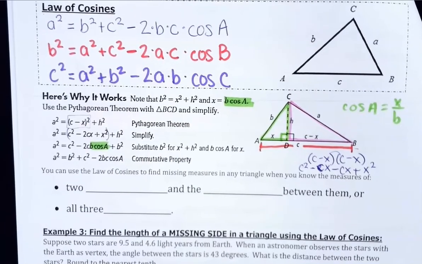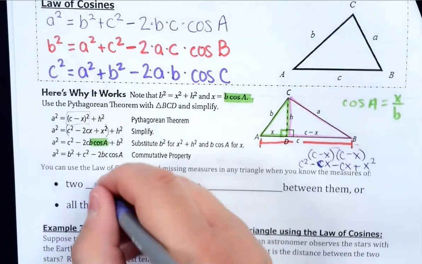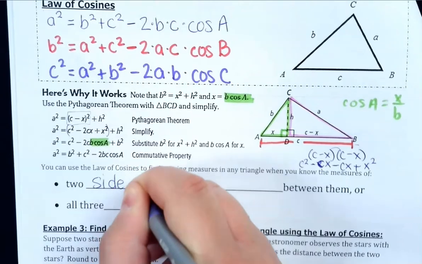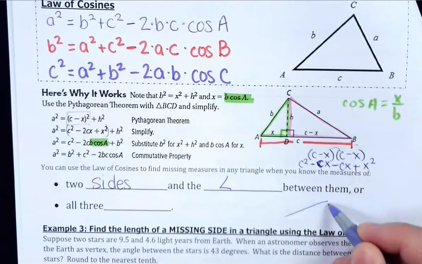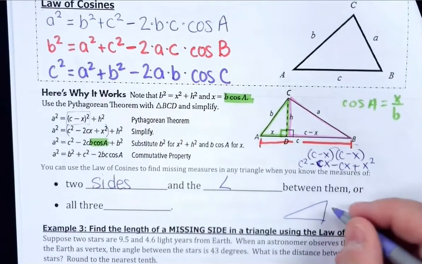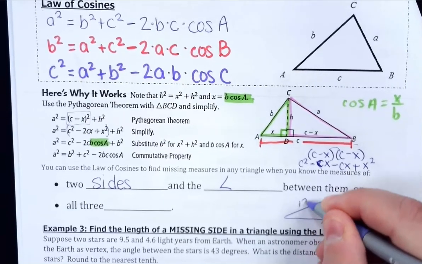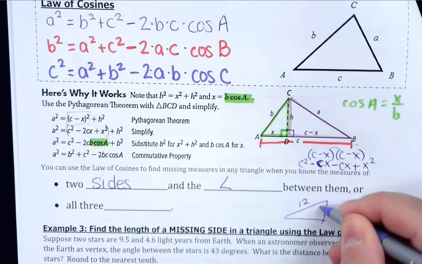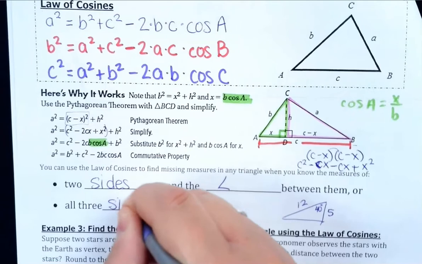Now, the law of cosines, when you want to use this, is when you have two sides and the angle that's in between them. Okay, so what do I mean by that? I'm just going to sketch a little triangle here. Let's say this was 5, and I'm just making something up, this was 12, and this was like 40 degrees. So that would be two sides and the angle between them. Or if you have all three sides.